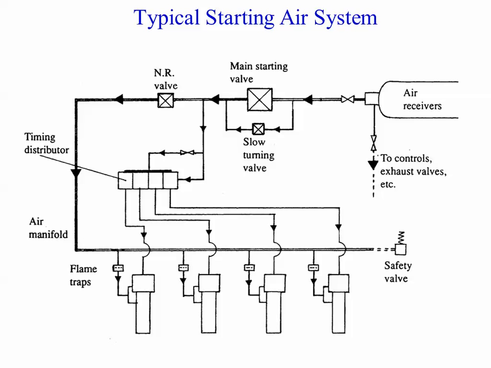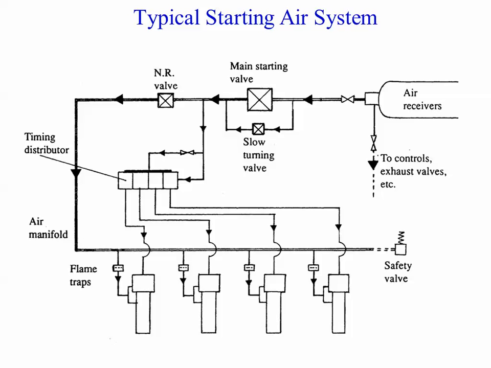After that, this air is going to your distributor. On a mechanical system, the start air distributor is run off the camshaft. And again, it has to be timed to the engine, just like where you would inject fuel into the cylinder at the proper time. In this, we're going to inject air into the cylinder at the proper time to turn the engine over.